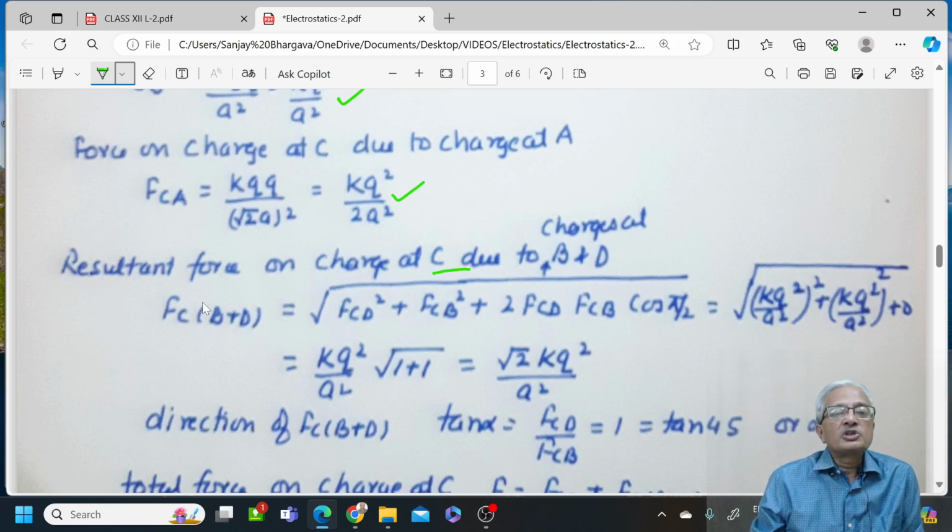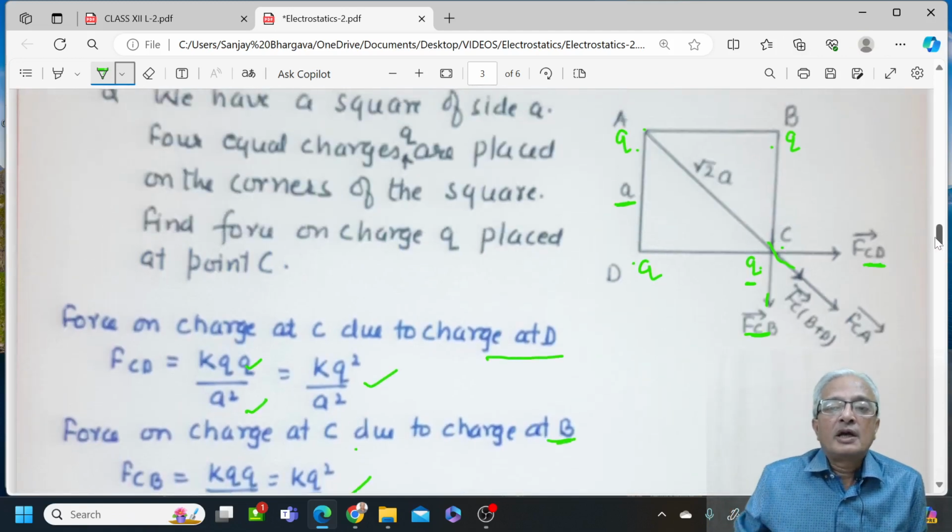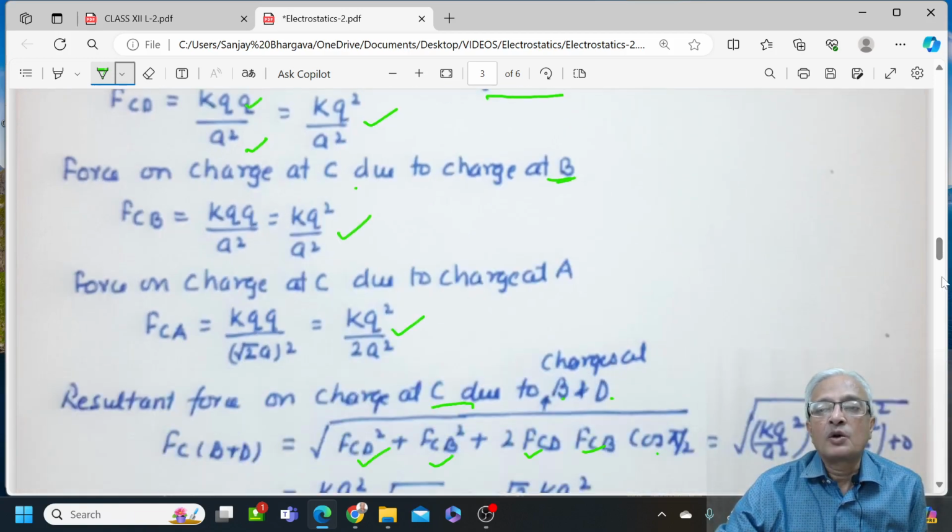The resultant force on charge C due to charges at B and D can be calculated, and for that F_CB and F_CD would be equal: F = √(F_CB² + F_CD² + 2 F_CD F_CB cos 90). Just see, the angle between the two forces is 90. Let us go back to the figure. So here the angle between the two forces is 90, right? And that is what makes cos 90 as 0.